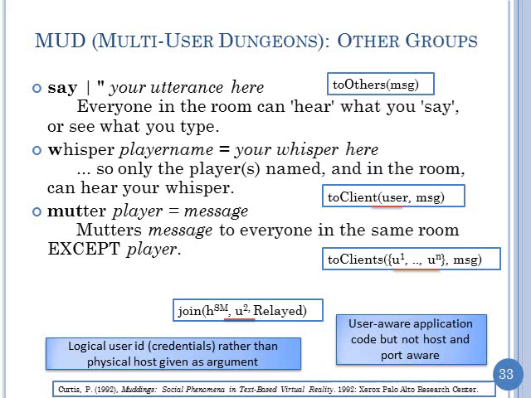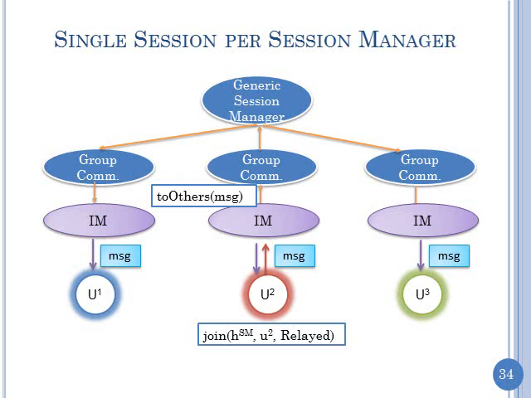So the code is user aware but not host and port aware. So what's the situation I have right now? I have a generic session manager, a generic library that gives me a lot of functionality. My join call now has hosts, users, and the routing mechanism specification. But we haven't figured out how to scope things out.